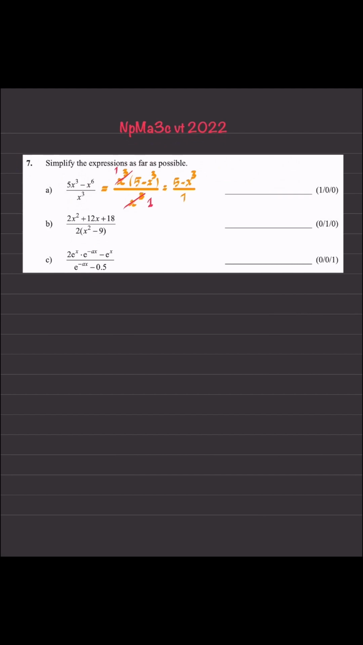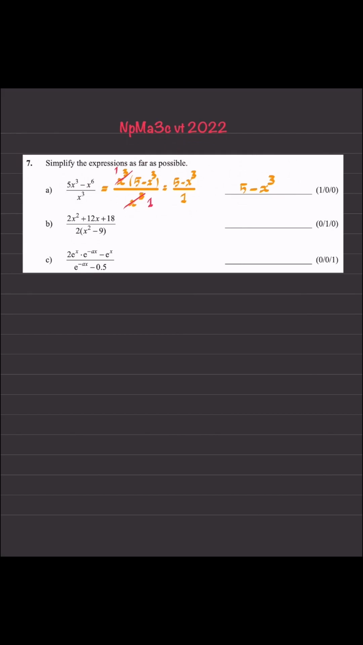Even though this answer is correct, they have mentioned as far as possible, simplify as far as possible. So you shouldn't write this answer in the empty space. You just need to write the answer 5 minus x cubed. And this calculation that you see here should be done on another paper. The only answer is required here.